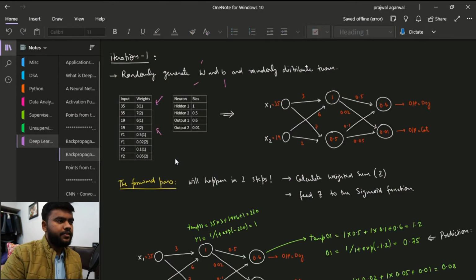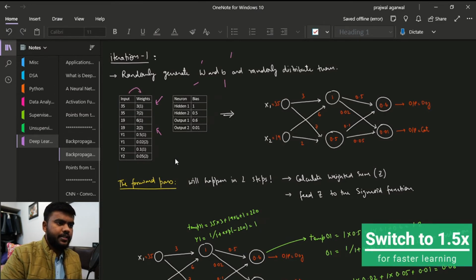So let's start with the first iteration. First thing we do, we randomly assign weights and biases. All right, so we have randomly assigned weights and biases.